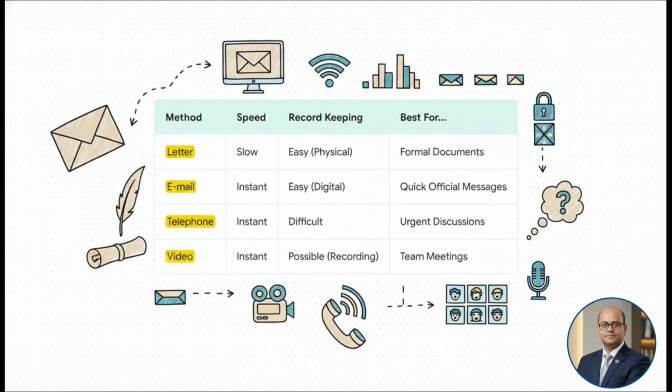Let's go through it. First, the letter. It is slow, but you get a physical copy, so it's best for formal documents. Next is email. It's instant. You have a digital record, and it's great for quick official messages. Then, the telephone. Also instant, but keeping a record is difficult, so it is best for urgent talks. And finally, video. It's instant, you can record it, and it's perfect for team meetings where seeing everyone is important.